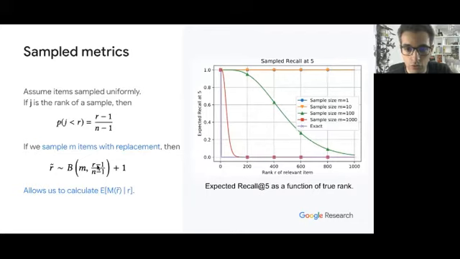Because we know the distribution of R tilde, we can calculate the expected metric under sampling. Here's an example applied to recall at 5. In purple is the exact metric, which is a step function as we saw earlier. Under sampling, the expectation of the sampled recall is still a decreasing function of R, but the rate of decrease becomes much slower as the sample size decreases. Here the red curve corresponds to sample size M equals 1,000, green corresponds to 100, and orange corresponds to 10.